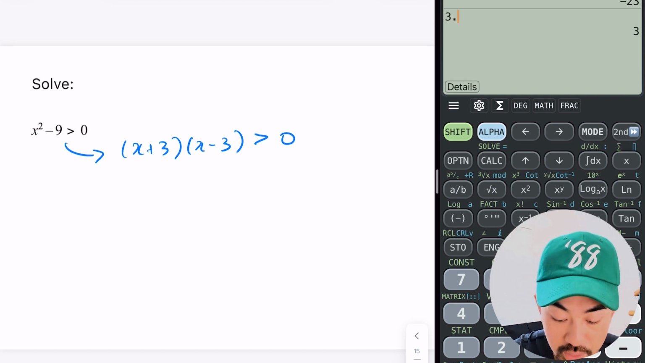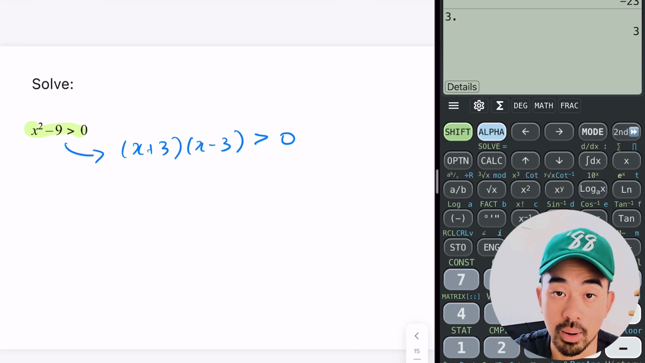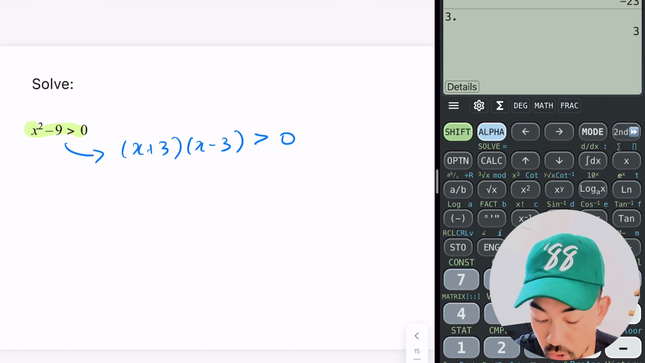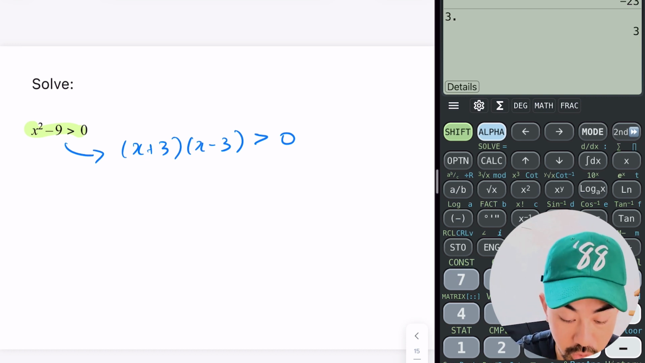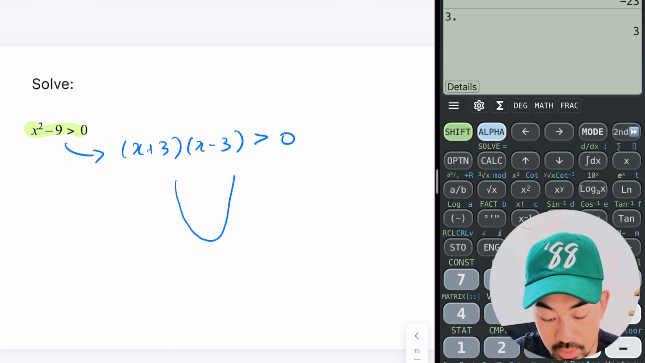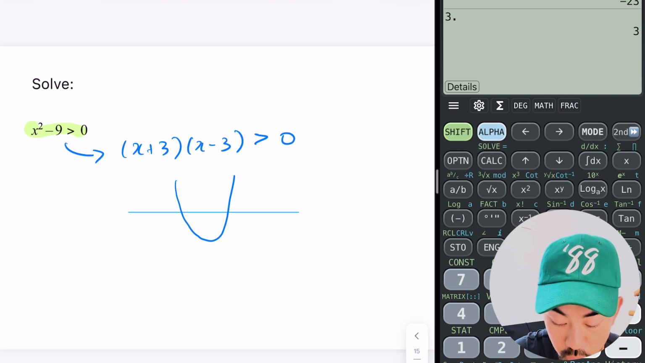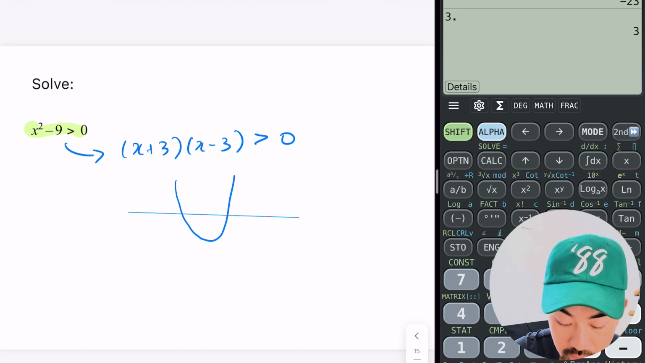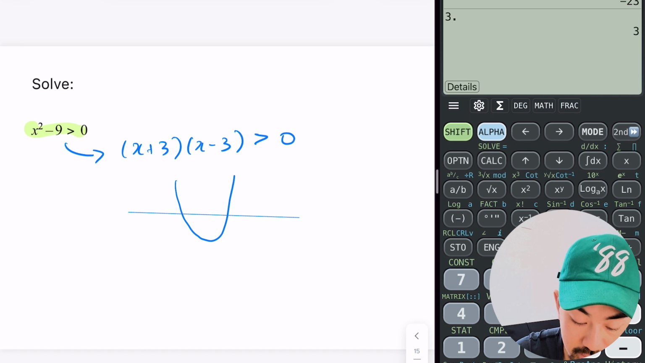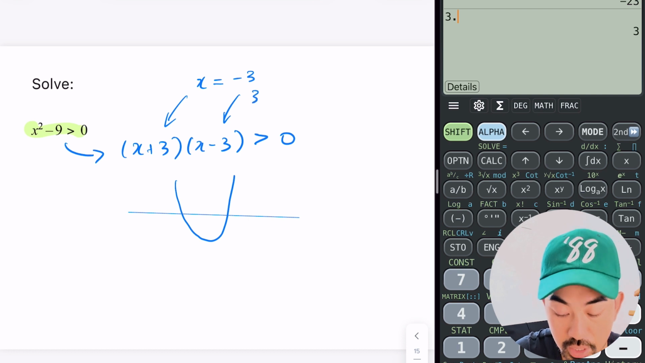Now what we're going to do from here is we're going to look at this because we know it's a quadratic. In other words, it's a parabola. And we also know that it's concave up because x squared is positive. So if I draw my graph like that, I know it's going to be concave up. Now I'm just going to put a line across here representing my x-axis. And I know from this bit that my x-intercepts are minus 3 and 3.